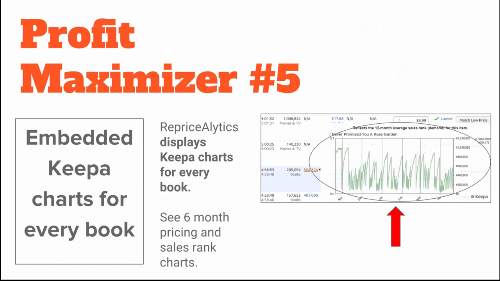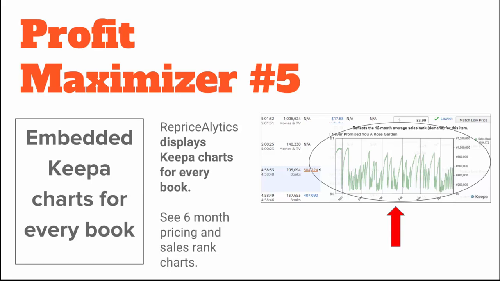And lastly, profit maximizer number 5. This is another one that's worth the price of RepriceAlytics alone, Keepa charts. You can hover over any item in your inventory and it pulls up a graph directly from Keepa, who's a leading authority on pricing history as well as sales rank history data. You can see all the ups and downs of sales rank history as well as pricing history for just about every book in your inventory.